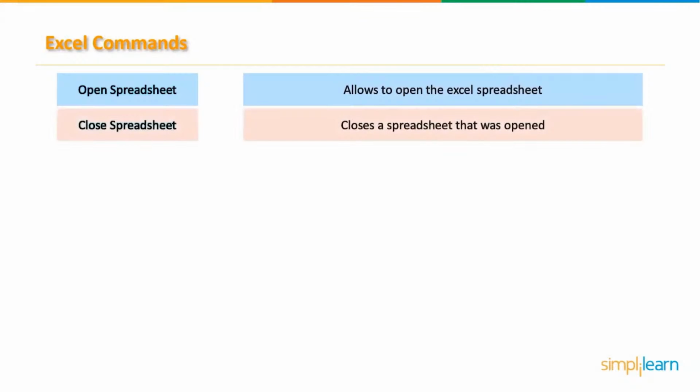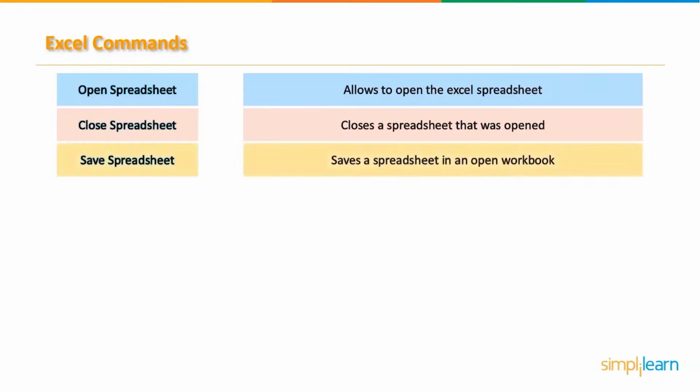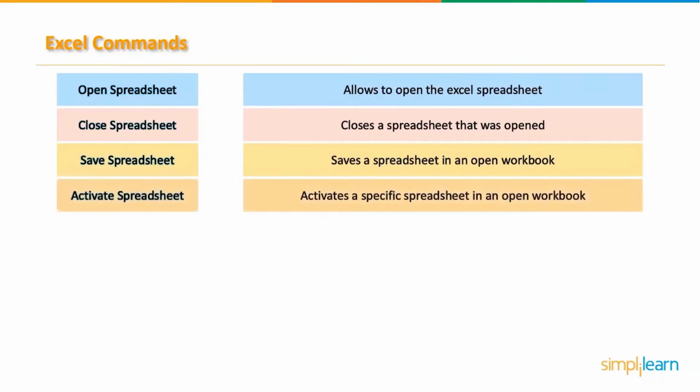Close Spreadsheet closes a spreadsheet that was opened using the Open Spreadsheet operation. The Excel command identifies the spreadsheet using the same session name as one used in the Open Spreadsheet operation. Save Spreadsheet. This command saves a spreadsheet in an open workbook. Activate Spreadsheet activates a specific spreadsheet in an open workbook. It specifies whether to activate the sheet by index or sheet by name.